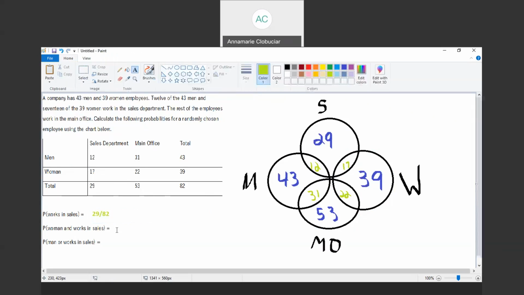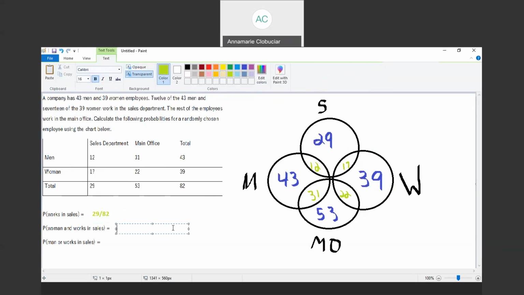The next thing we're going to do is look at how many women work in sales. So we're looking at women and people who work in sales. When you're given an and problem, whatever is before the and is your total number, and whatever is after the and is a number we start out looking for. So we're in the women category, and now we want to find women who work in sales. That's 17, out of the 39 women we have in total.